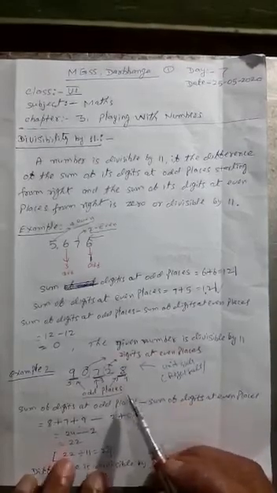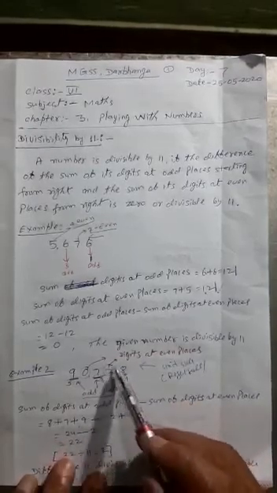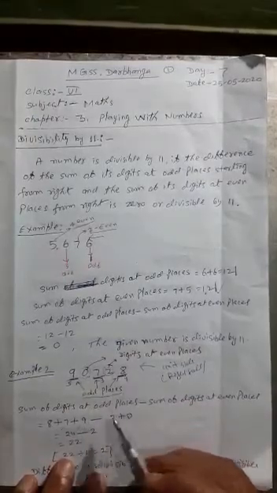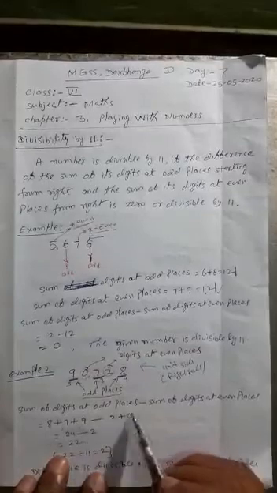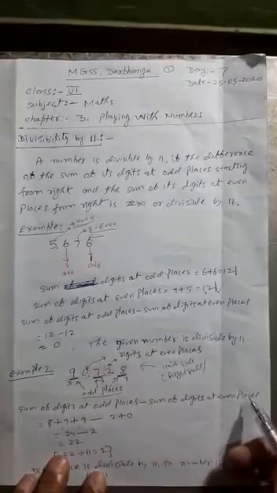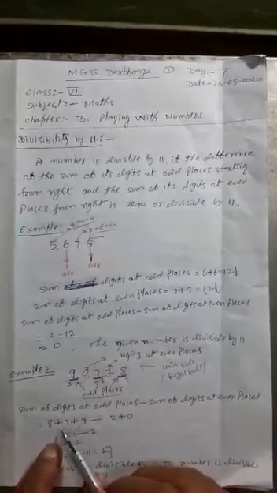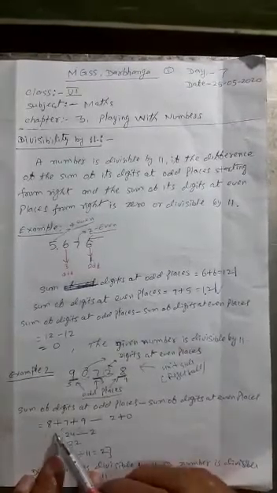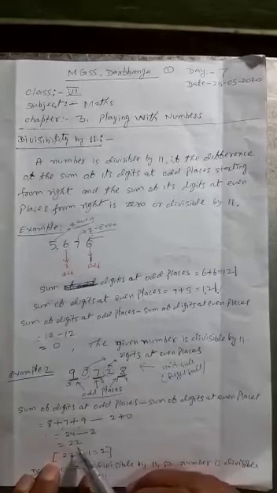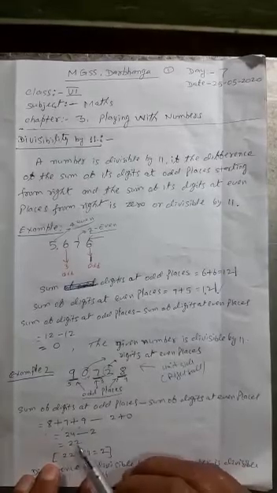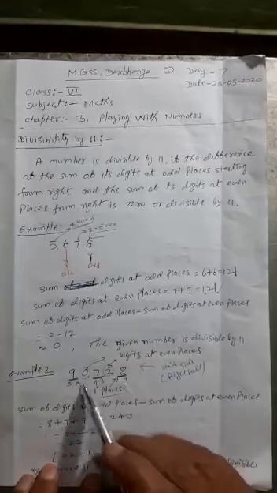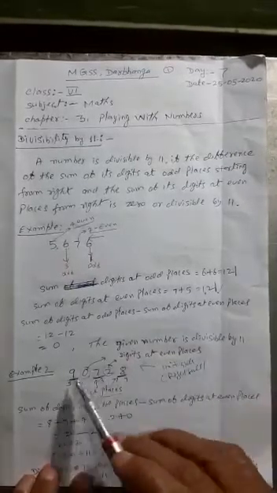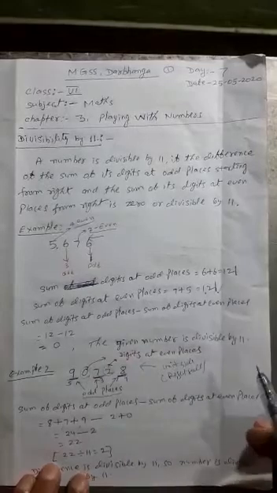And now the sum of digits at even places: the second digit 2 at the even place, 0 at the even place, 2 plus 0. Sum of digits at odd places minus sum of digits at even places: 8 plus 7 plus 9 minus 2 plus 0. This is equal to 24 minus 2, which is 22. 22 is divisible by 11. So this given number is also divisible by 11.